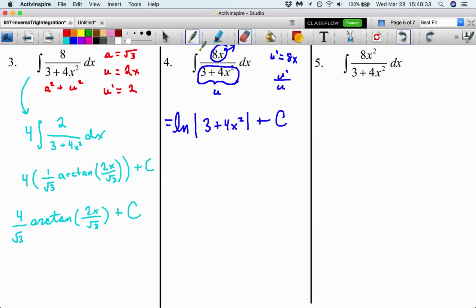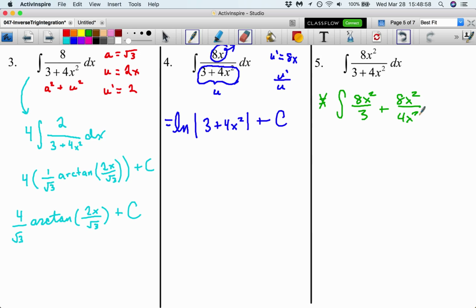Now that it doesn't fall into one of my basic ones, and that's what's sad for you, arctan and arcsine have to become basic, have to become simple for you. Now that it's not one of my basic ones, I'm going to try a technique. Boo on you, it's not this. Don't write this down.